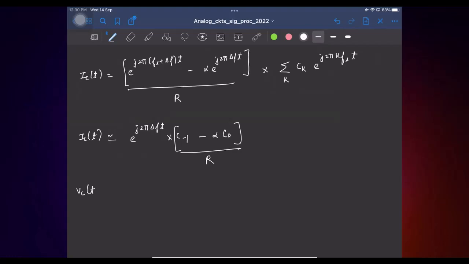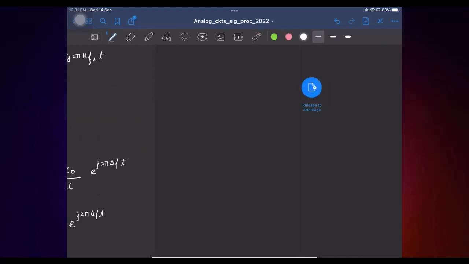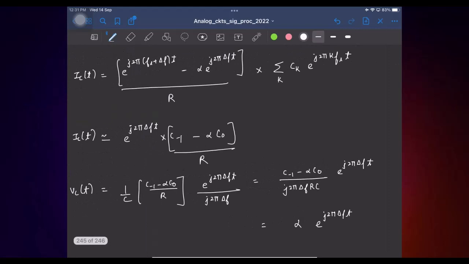So now we can find what is VC of t. That is 1 by C times the integral of this. First, I will take the constants out, (C minus 1 minus alpha C0) by R, times the integral of the exponential, which is basically the same, divided by j 2 pi delta f. So I can write it as (C minus 1 minus alpha C0) by j 2 pi delta f RC times e power j 2 pi delta f t. This is our capacitor voltage. And of course, we also assume this to be equal to alpha e power j 2 pi delta f t, right? So this is basically our alpha, and we can find alpha, right? So alpha is this fellow.